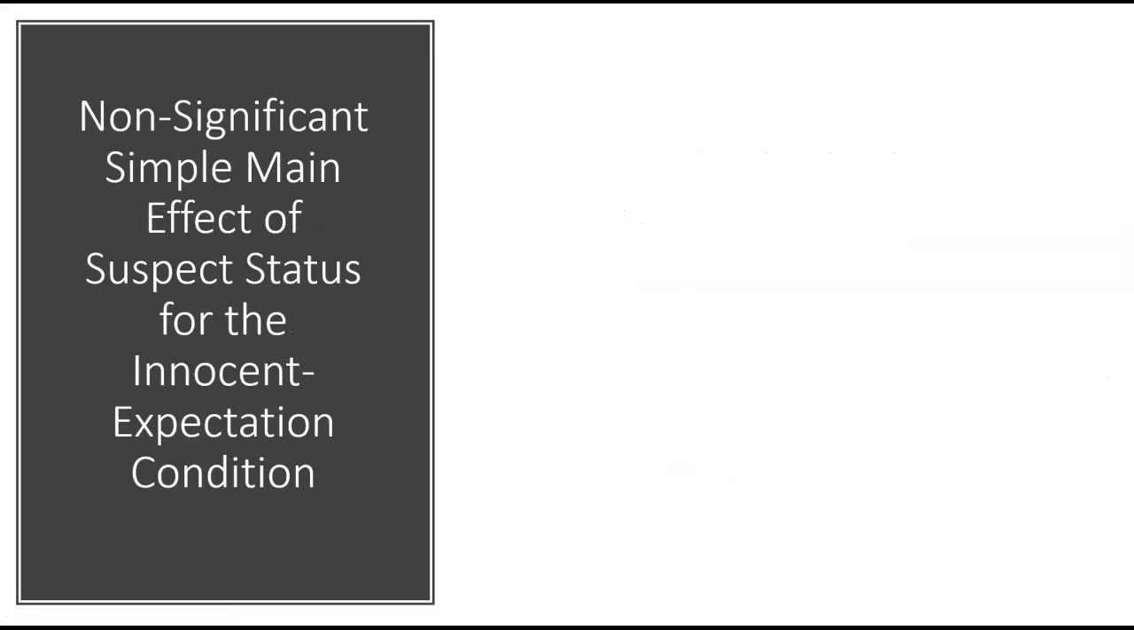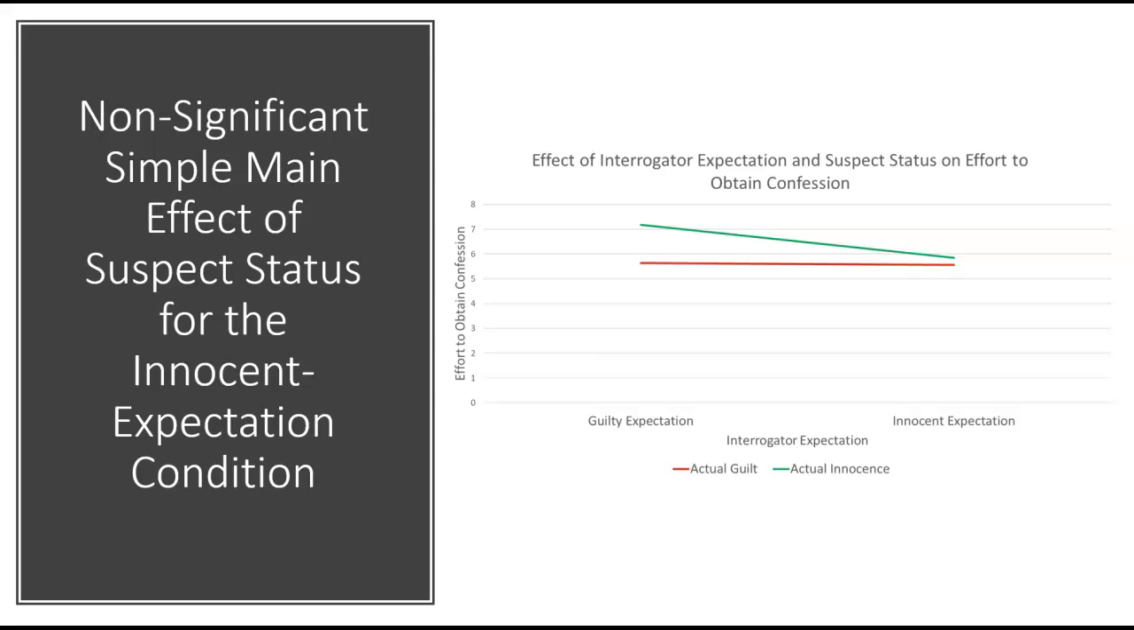Now that's in contrast to the non-significant main effect for suspect status for the innocent expectation condition. So again, I'm looking at the very same graph, and this time these are the means that I'm comparing for the simple main effect for suspect status, but only within the innocent expectation condition. So you have no significant difference here, but a significant difference here.